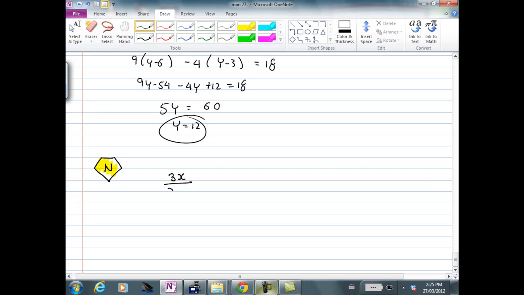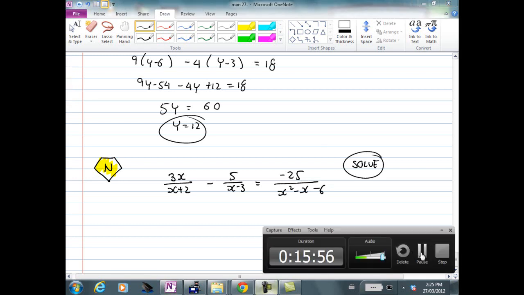3x over x plus 2 minus 5 over x minus 3 equals negative 25 over x squared minus x minus 6. I'm going to ask you to solve. That's it. Circle your answer. I'm going to ask you to repeat one last time. Solve, and circle your answer. I'm going to pause it.